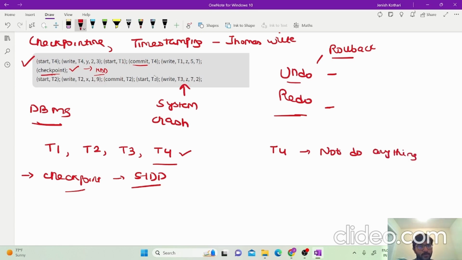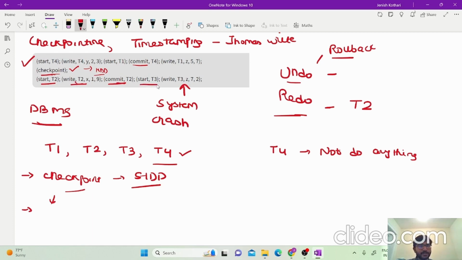Now we move forward and analyze the other transactions. After the checkpoint, we have transaction T2. Transaction T2 made a commit after the checkpoint, but before the system crash. Whatever transactions have committed after the checkpoint, we need to redo them. These are the basic checkpointing rules. So we found that T2 needs to be redone.